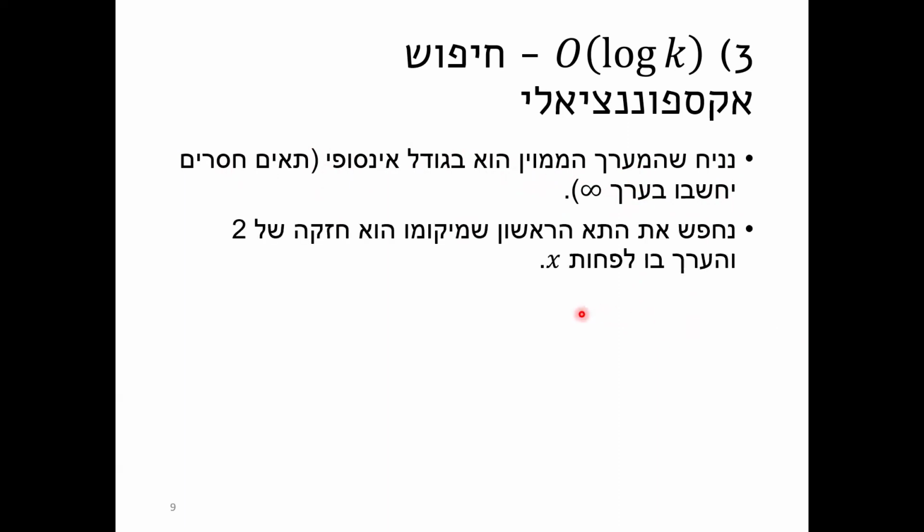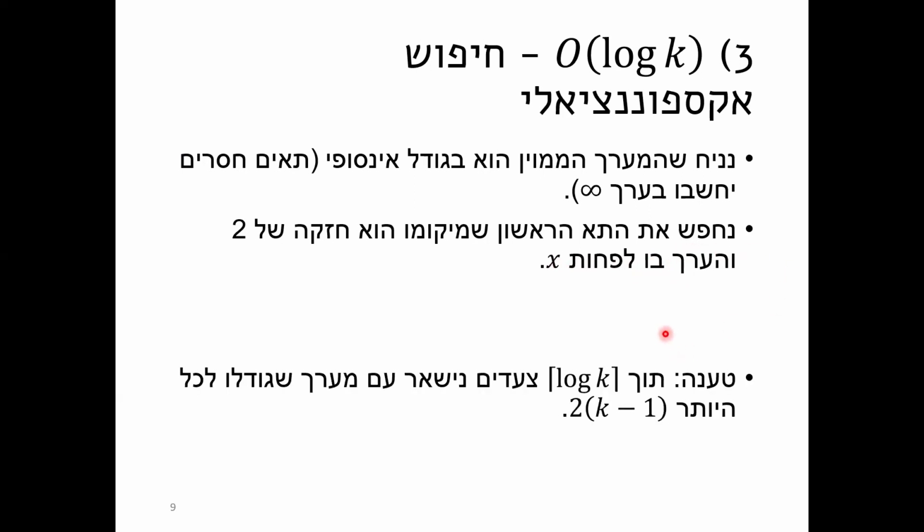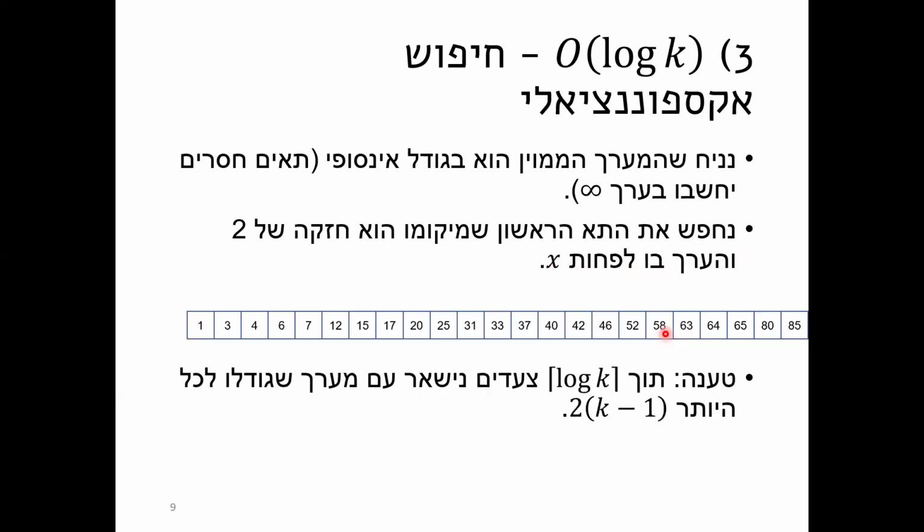Now let's search for the first element which is a power of 2 and the value is at least x. We'll see the example here. So we want to find the first power of 2 that's bigger than the element we're searching for. If we're searching for 12, we want the first power of 2 that is bigger than 12.